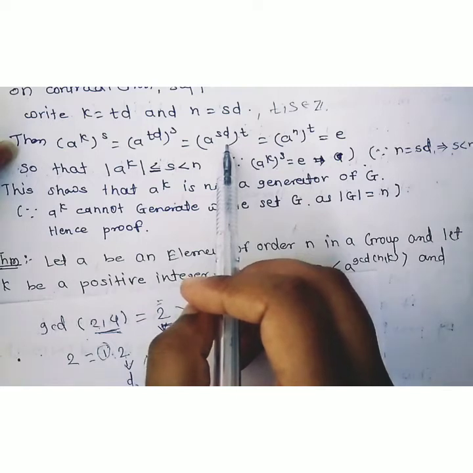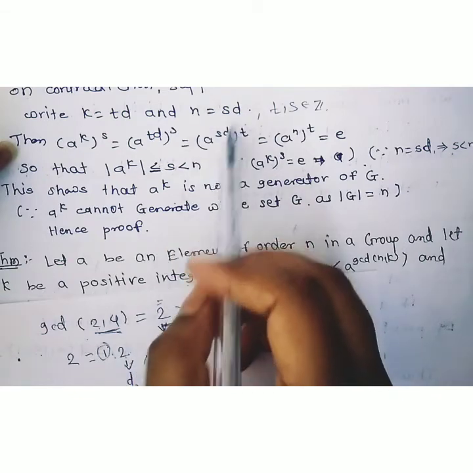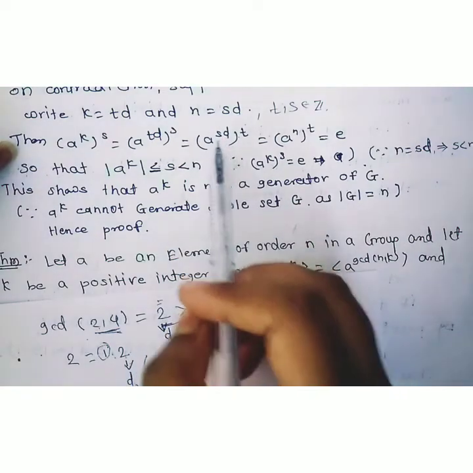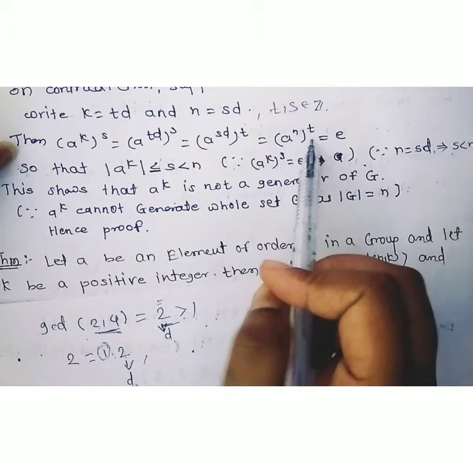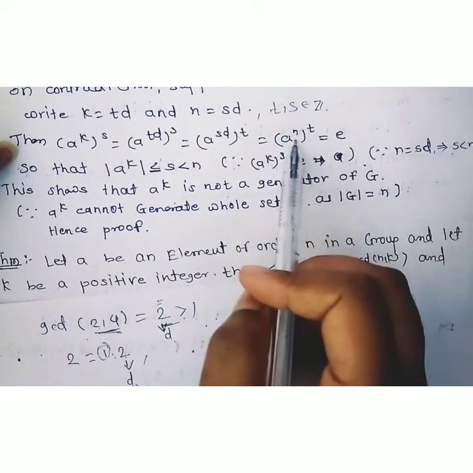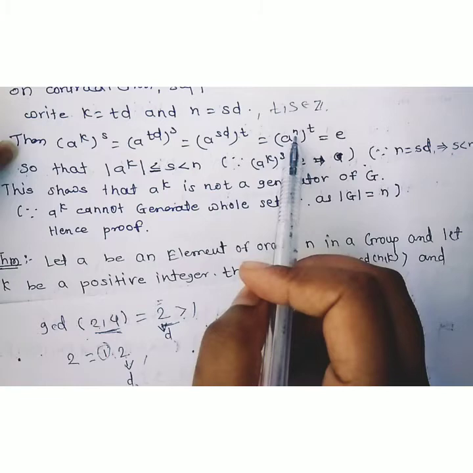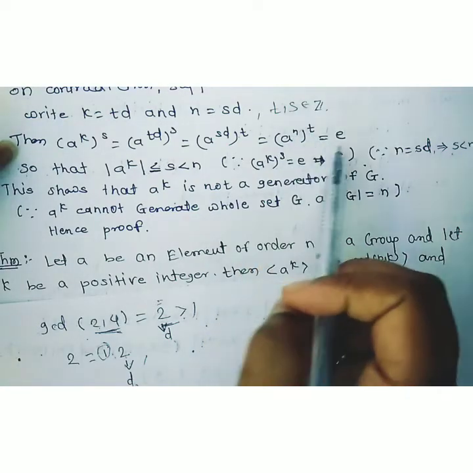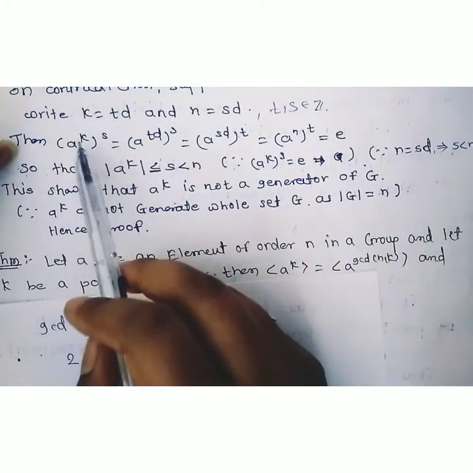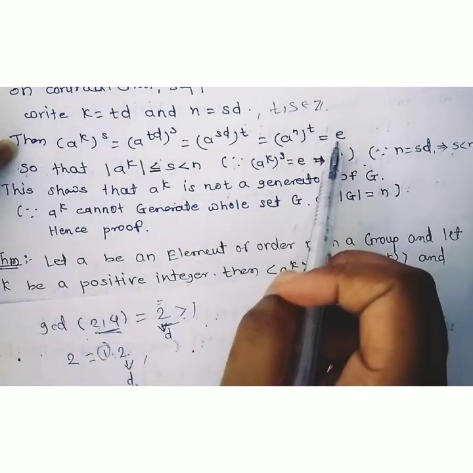Now we know that n is equal to st, therefore put the value here. This is equal to a raised to n raised to t. But what is a raised to n? Since G is generated by a, we know that a raised to n is equal to identity. The order of a is nothing but n. Therefore identity raised to t is equal to identity. Therefore a raised to k raised to s is equal to identity.